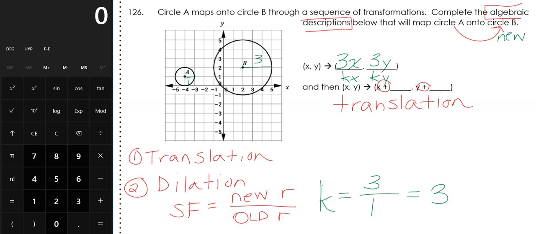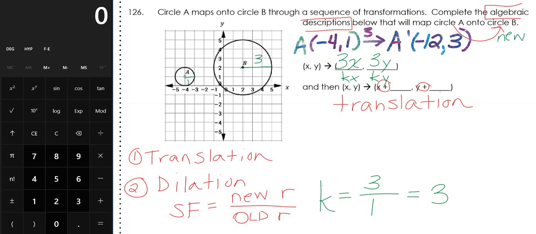The next thing I need to do is translate so the circles map on top of each other. The issue is, since I have now dilated my coordinates, point A won't be at -4, 1 anymore. Let's take a look at where it's going to end up. So point A, which is at -4, 1, is going to dilate by a scale factor of 3. So that means the x and y should get multiplied by 3. And now A prime is going to be at -4 times 3, which is -12, 1 times 3, which is 3. So A prime is going to be at -12, 3.